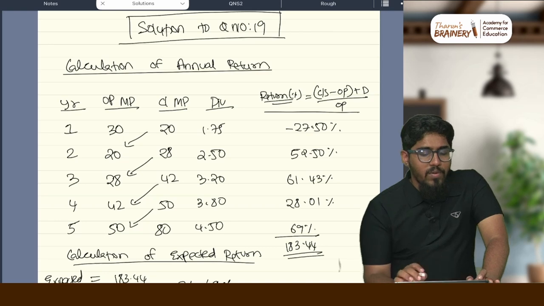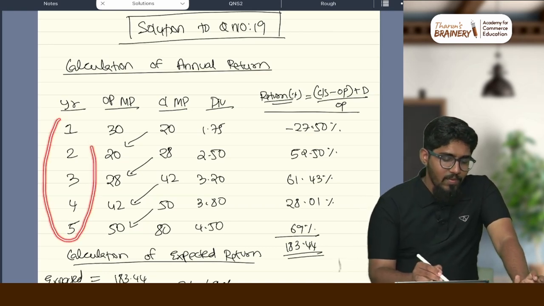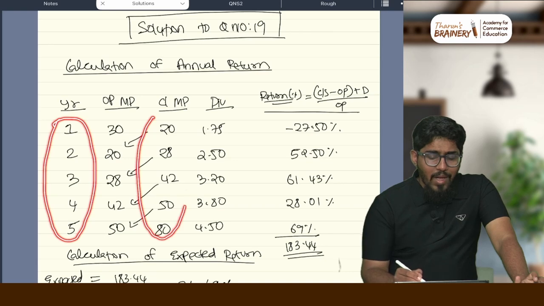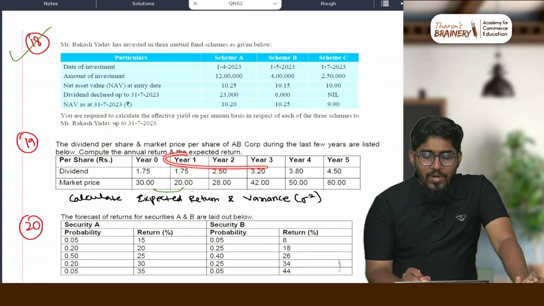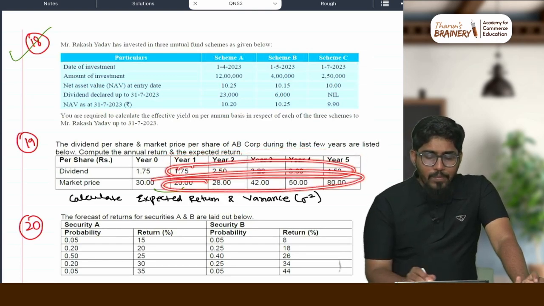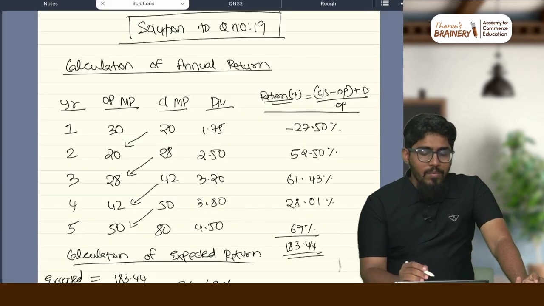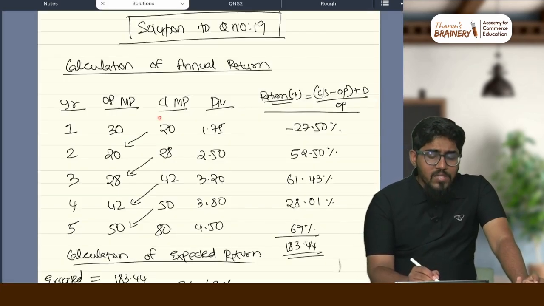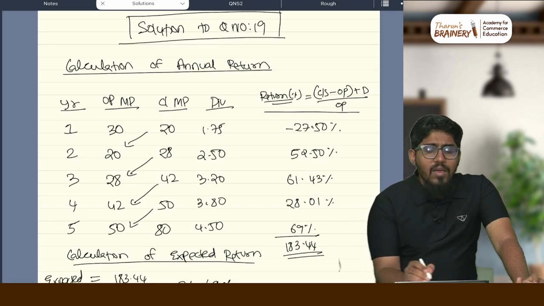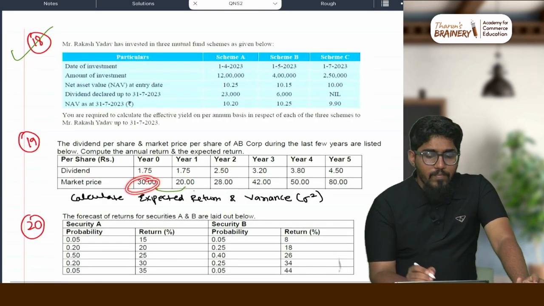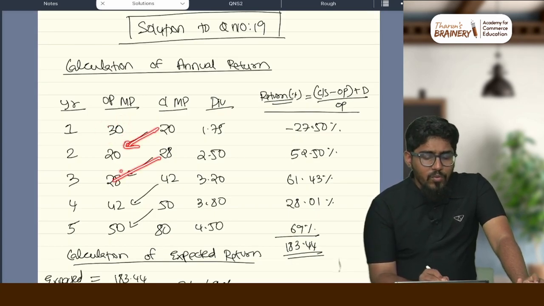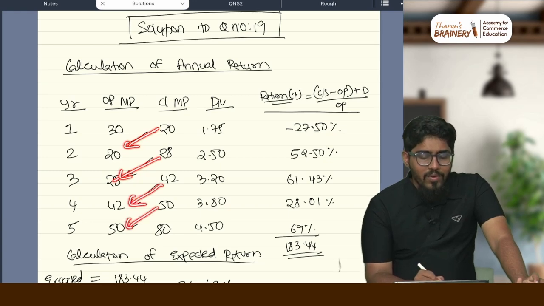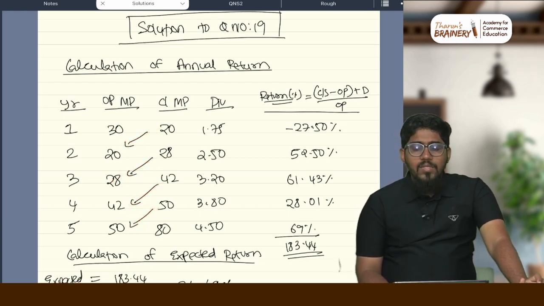Sir, how have we solved this problem? First I have put years, then I have put the closing market price. These both are given directly in the question. I want years 1, 2, 3, 4, 5, not 0. Then the dividend and then the opening market price. From the closing market price, I will arrive at the opening market price. For year 1, the opening market price is given, 30. For year 2, what is opening? 20. For year 3, what is opening? 23. For year 4, what is opening? 42. For year 5, what is opening? 50.